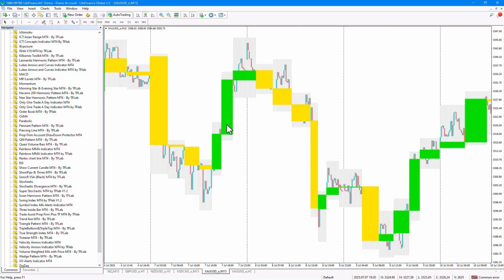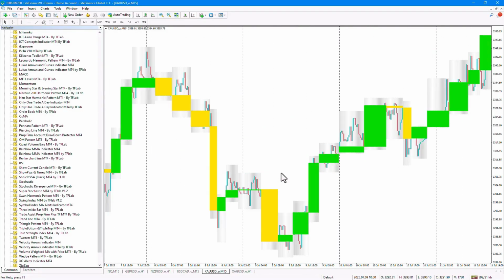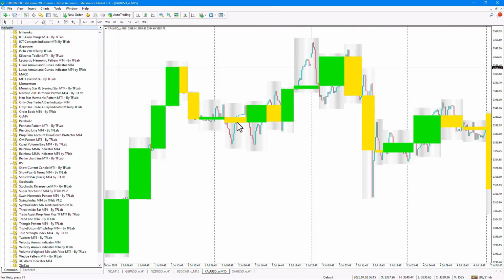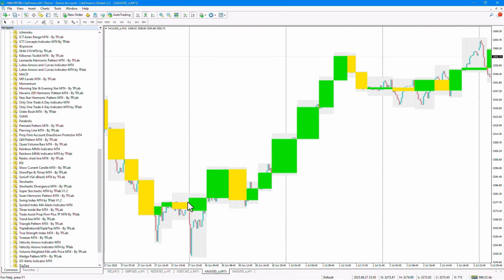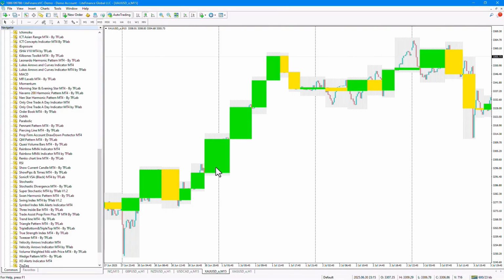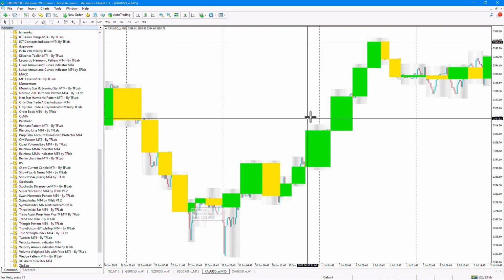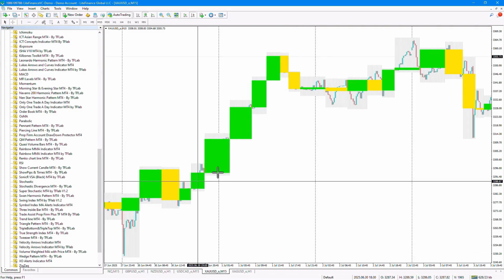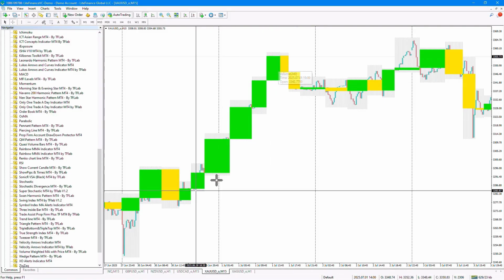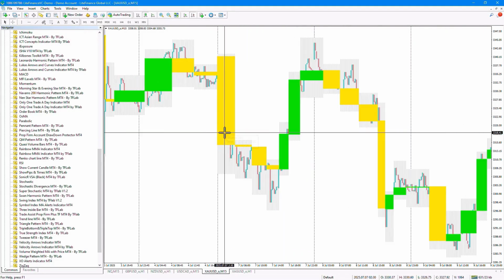Green bars indicate an upward trend in the market, while golden bars indicate a downward trend. As we can see here, with the increase in green bars, the market trend shifted to bullish, and we could have entered a buy trade in this section, with the trend continuing upward to this higher area.